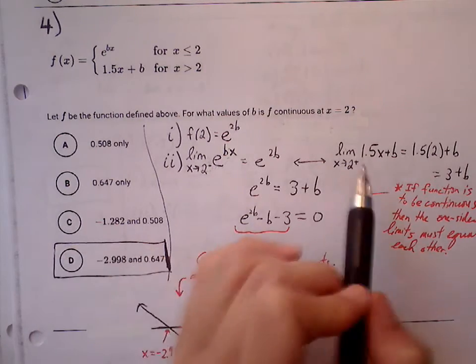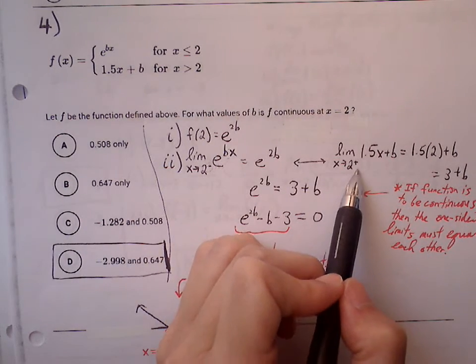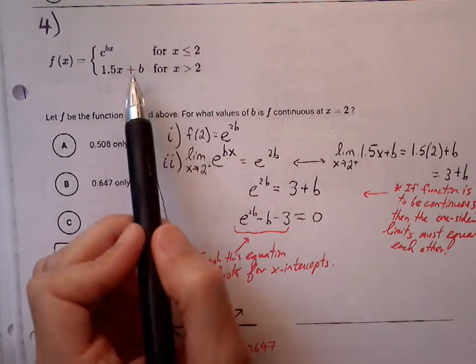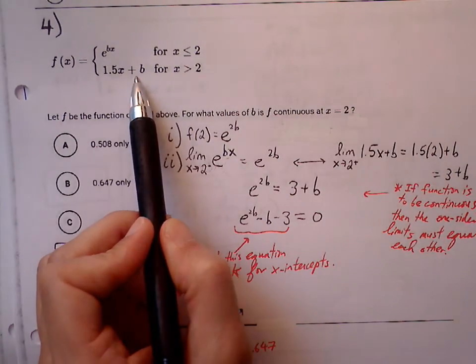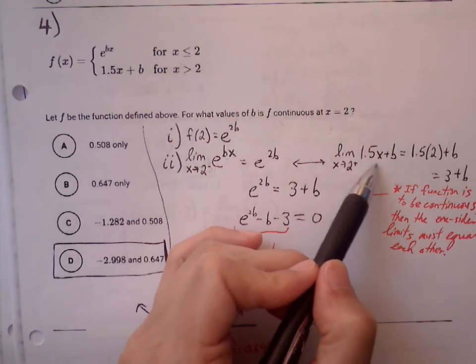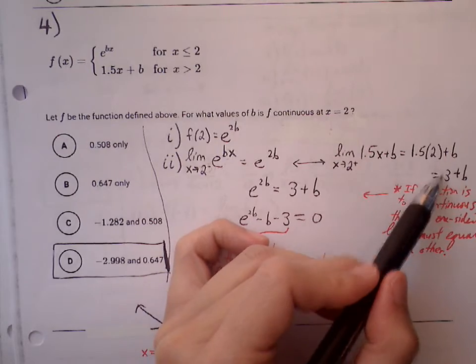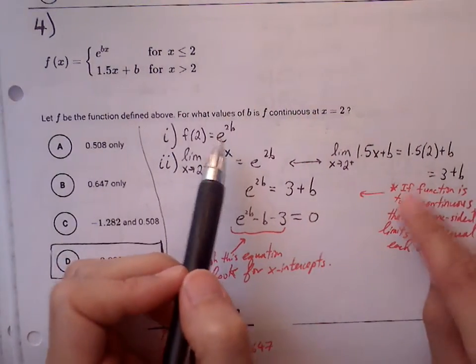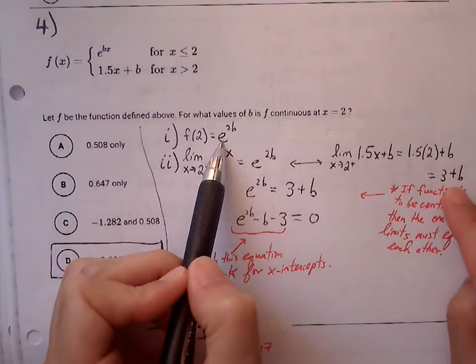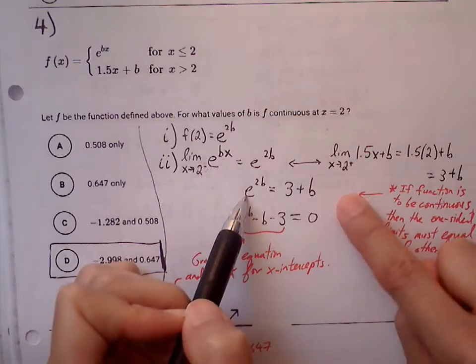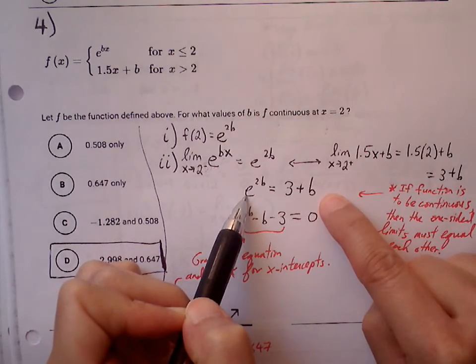Okay. All right, limit as x approaches 2 from the right side of 2. First thing we do, identify the piecewise function that is appropriate for the right side of 2. That's the 1.5x plus b. Plug 2 in for x, and we get 1.5 times 2 plus b, which is 3 plus b. Now, if we want the function to be continuous, we need these two results to be equal to each other. So we're going to set e to the 2b equal to 3 plus b.